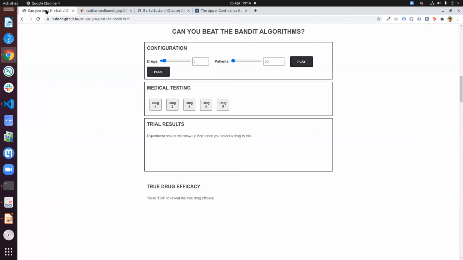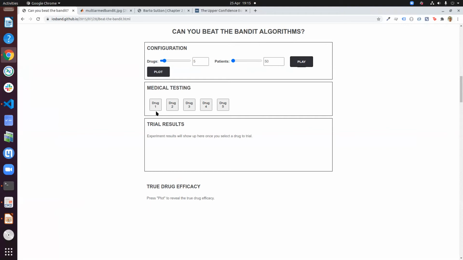Yeah, so this here is using a bandit algorithm to test 5 separate drugs. So here we've got 5 drugs and we've got 50 patients. Each drug either kills the patient or the patient lives. So effectively you want to find out which of these drugs is the best drug to give. So the whole bandit thing is to find the strategy which finds the best of these drugs out of the 5 possible ones.